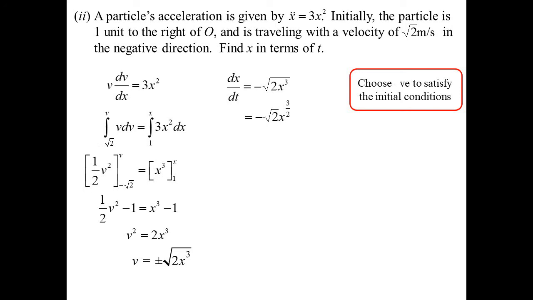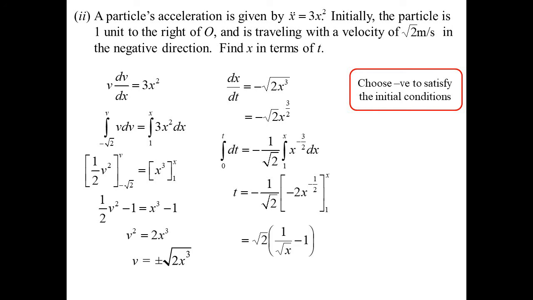Differential equation. Separate the variables. We have the integral of dt is minus 1 on root 2, the integral of x to the power of minus 3 on 2. So t is just going from 0 to t of dt, so I can write t down straight away. The right-hand side, I have minus 1 on root 2 times minus 2x to the minus half. There it is, almost.